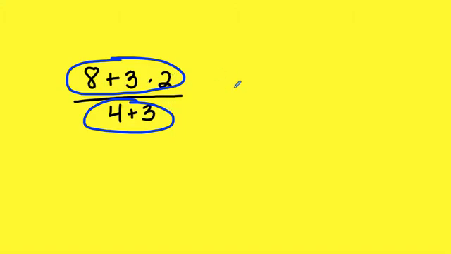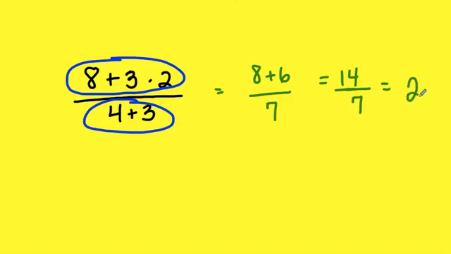So 8 plus 3, I can't do first. I have to do the 3 times 2, which is going to give me 8 plus 6, which is going to give me 14. And then 4 plus 3 gives me 7. So I have 14 divided by 7. 14 divided by 7, 7 goes into 14 2 times.